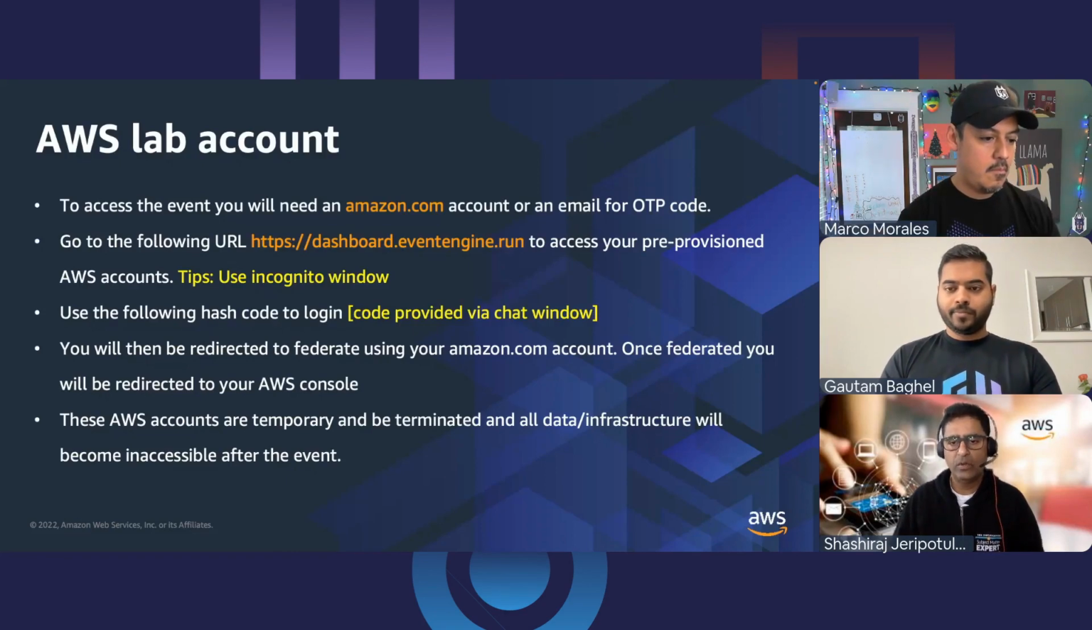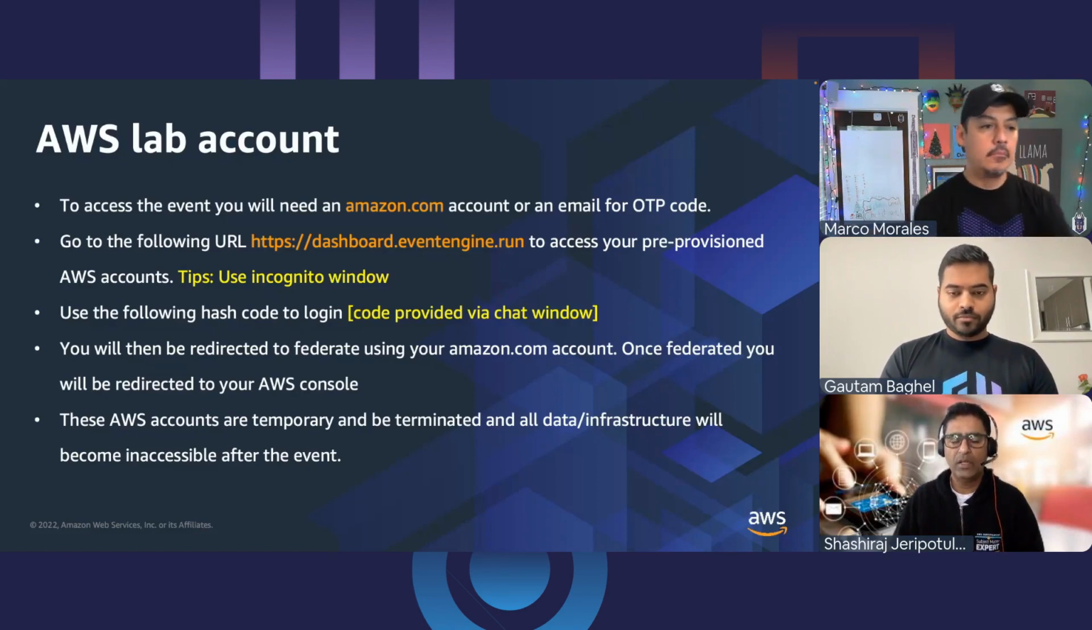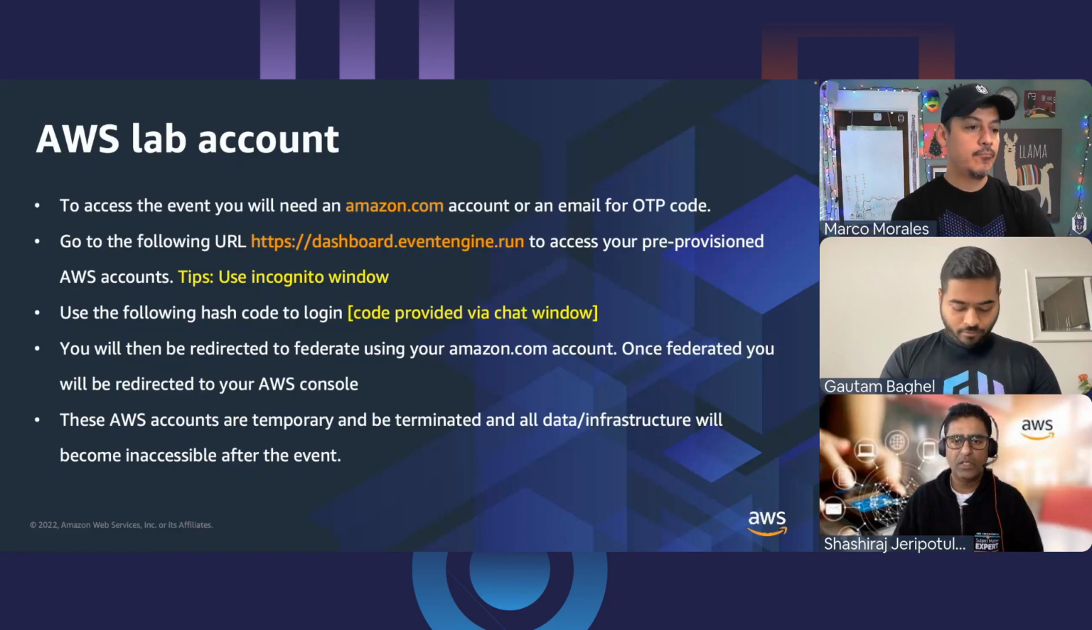There are three ways. Either you can use your Amazon.com account, like if you already have an Amazon login, you can use that. Or you can use your personal email with an OTP. You'll get a one-time password. So once you enter that password, you will be able to get into AWS and start using AWS.